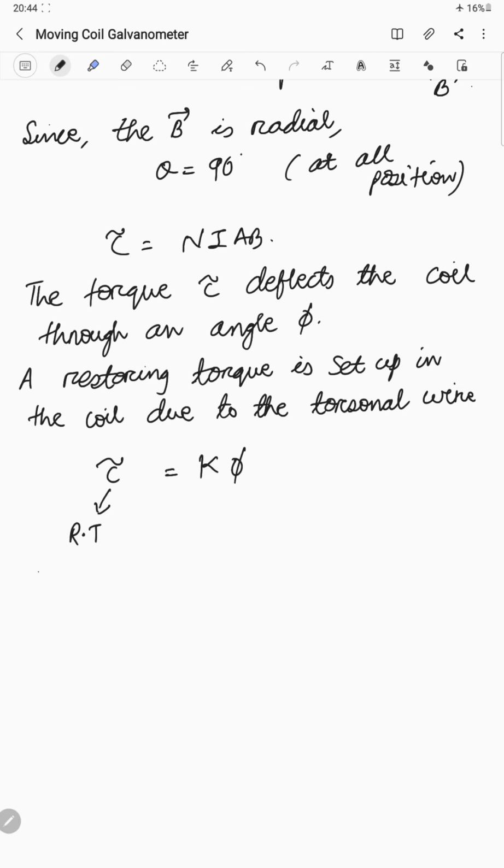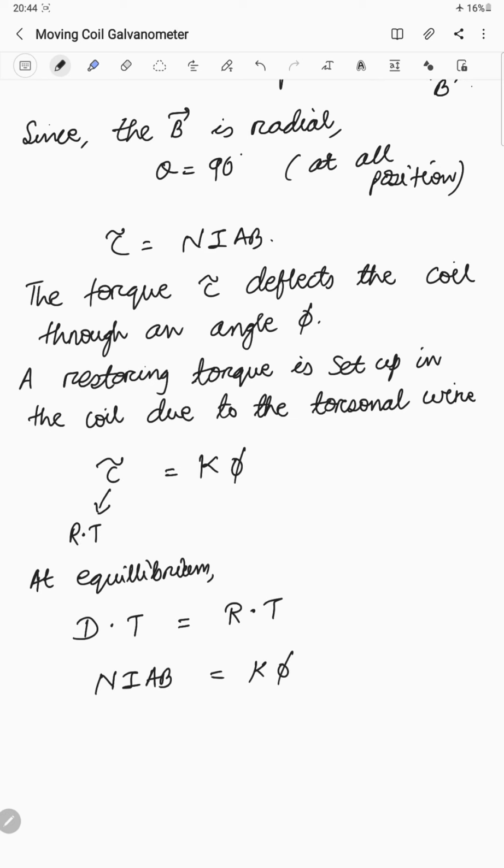Now at equilibrium, your deflecting torque will be equal to your restoring torque. What is the deflecting torque? NIAB is equal to K phi. From this, what is the value of phi? It will be NBA divided by K into I. So N, B, A, K, they are all constants. From that, phi is proportional to I.